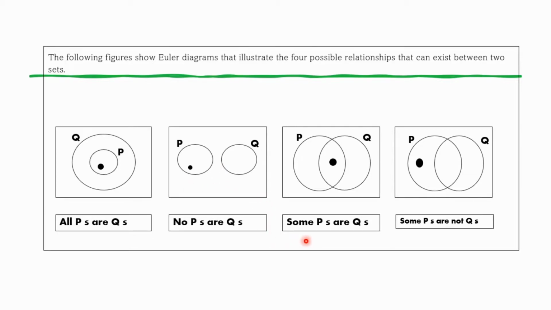Figure 3 shows that some P's are Q's because of this part here, since part of P is covered by Q and part of Q is covered by P. That's why some P's are Q's. And the last figure shows that some P's are not Q's, because part of P is not covered by Q.